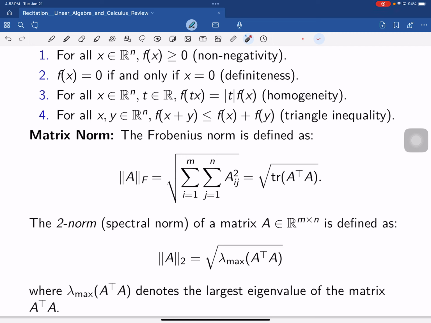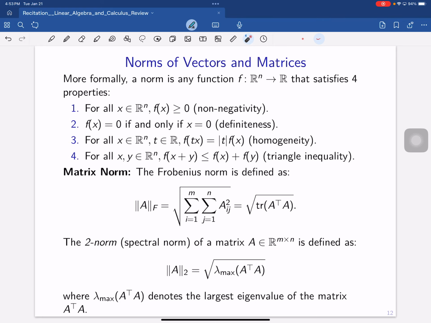But perhaps if you don't want to go into the details, just remember there are two most commonly used matrix norms here. Okay.